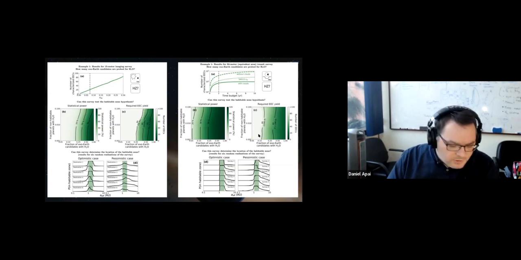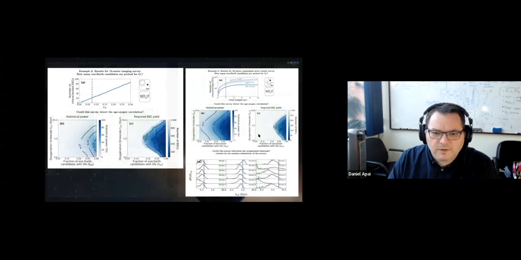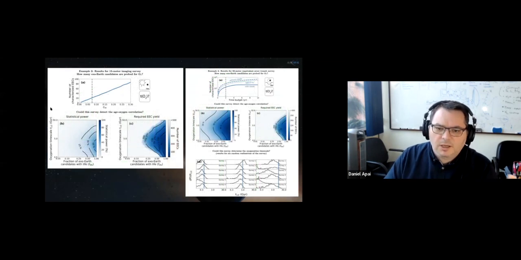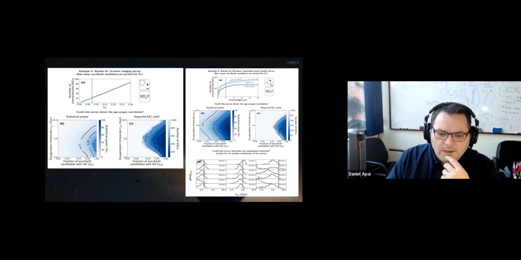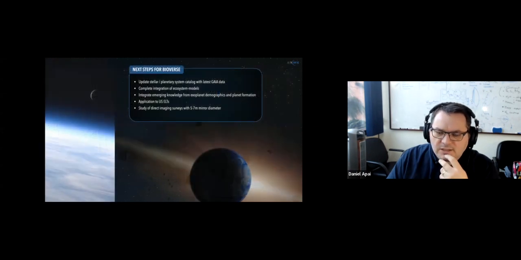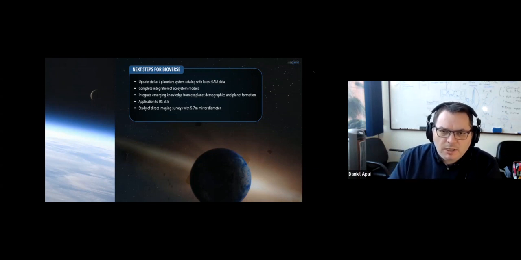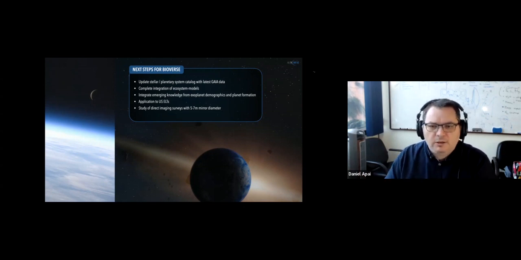Because I'm running out of time, I will not go through these figures, but I showed you examples for both direct imaging diagnostic power analysis, and also transit diagnostic power analysis. And I think these are really nice examples of how we can integrate demographics-level information to do a better assessment of a mission's diagnostic power than what we could do with just assuming that the more planets we can see, the better it is.